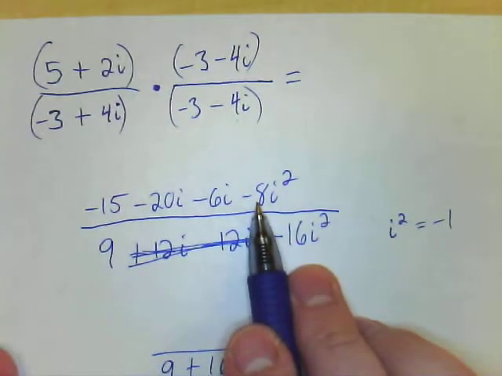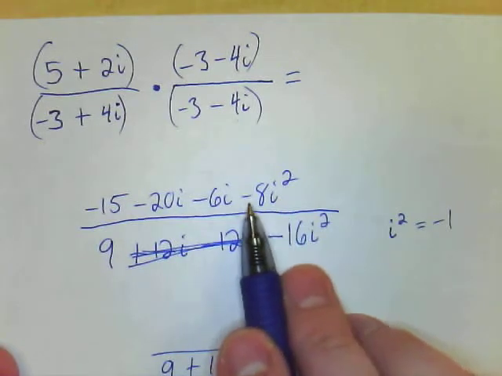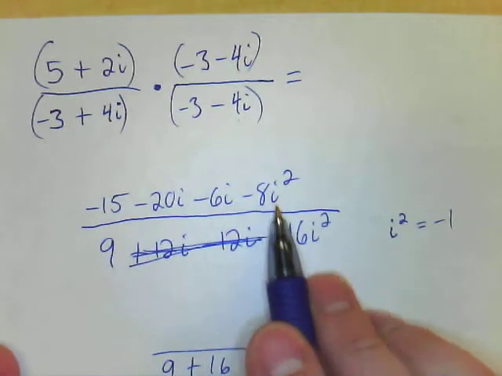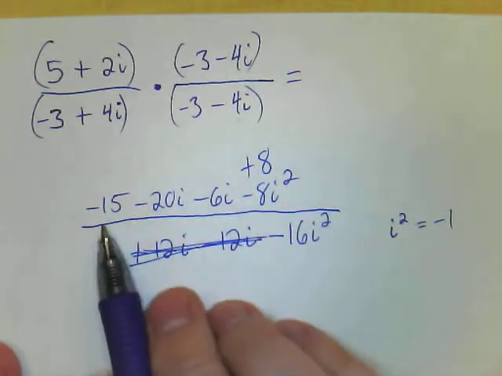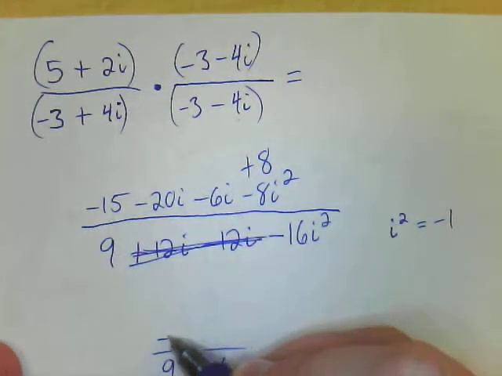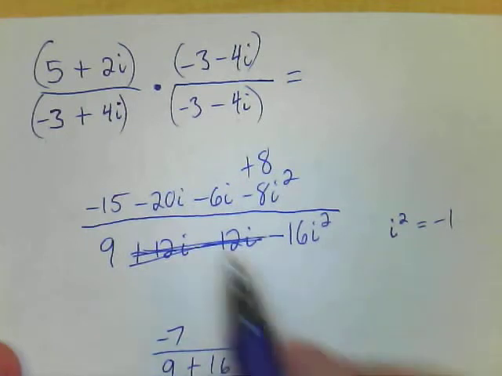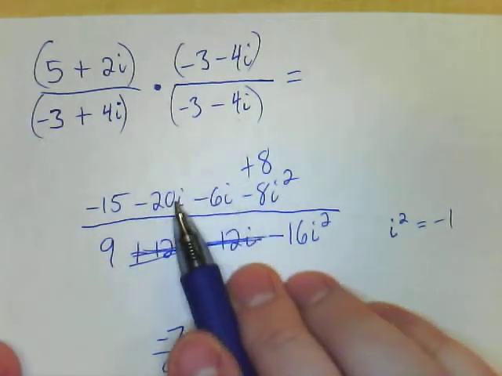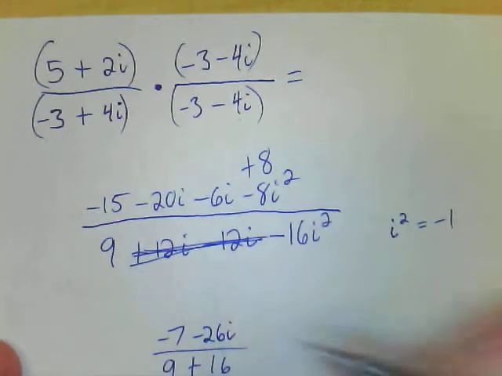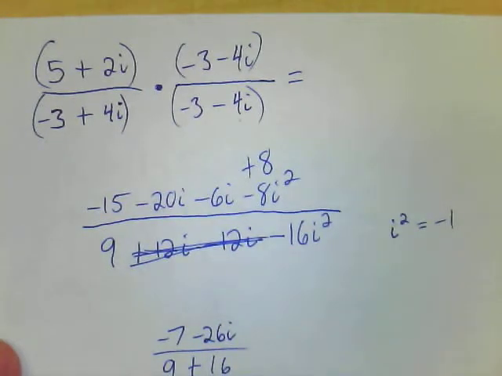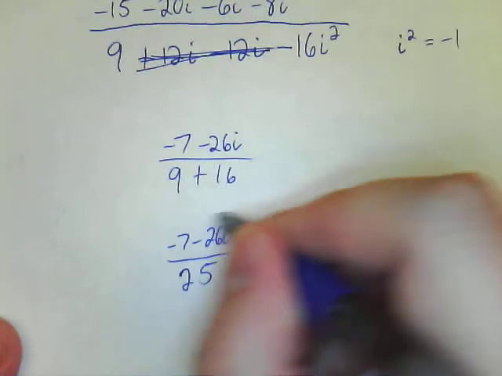Okay, so remember here that i squared is negative 1, so this is really negative 8 times negative 1, so we could really think of that as a plus 8. So then if we do negative 15 plus 8, that's negative 7. And then we can combine like terms here. Negative 20i and negative 6i, that's negative 26i. So we get negative 7 minus 26i on the top of the fraction and 25 on the bottom of the fraction.